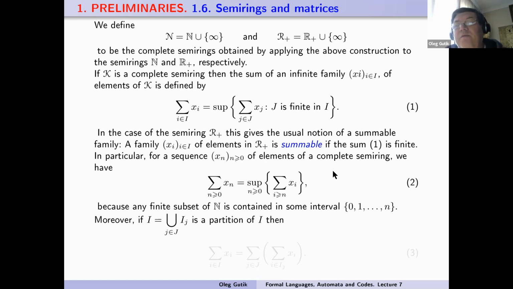Moreover, if I is a union of such I_j, a partition of I, then we have that this sum is equal to this double sum. Yes, double sums.